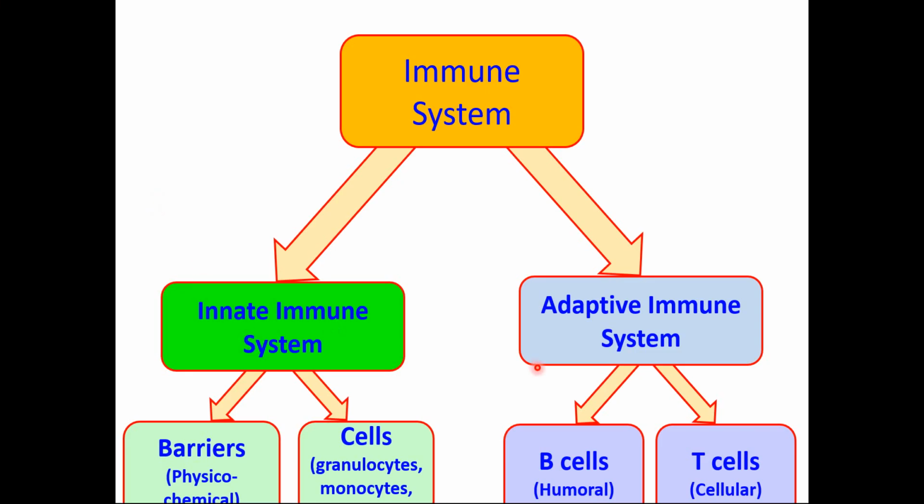It's either innate response or adaptive response, and then we have barriers and cells, B cells, and T cells. What's wrong with it? This one doesn't have memory and specificity, this one has. Let's just hold on. I will ask you later.